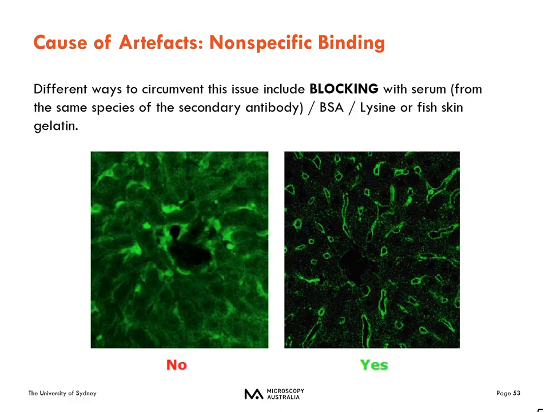Non-specific binding can cause artifacts with high background. It can be problematic during immunofluorescence staining. Different ways to circumvent this issue include blocking with serum from the same species as the secondary antibodies, or using BSA, lysine, or fish skin gelatin.